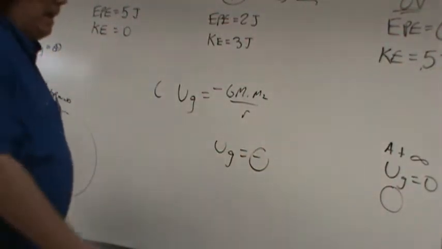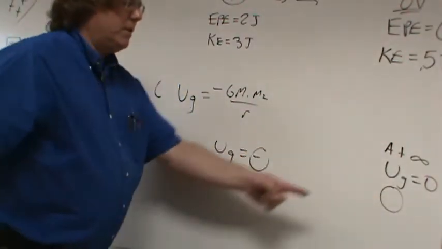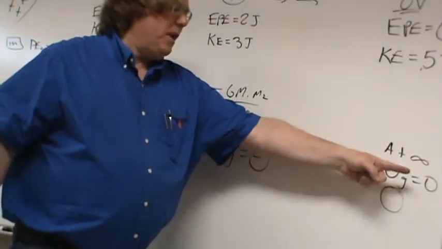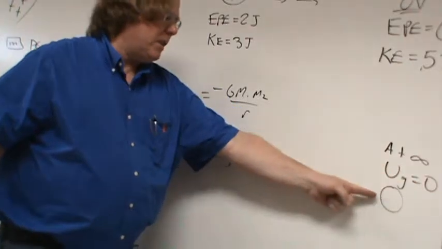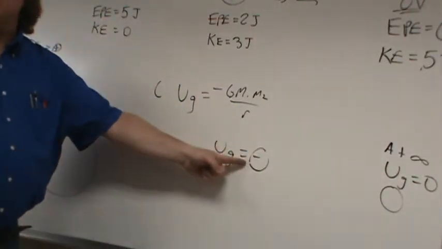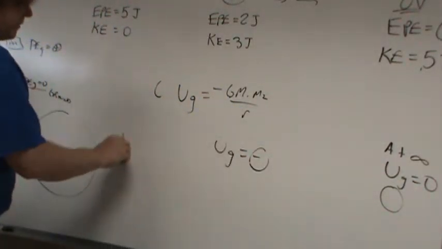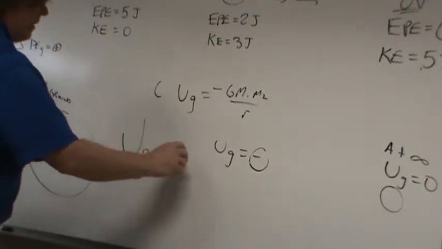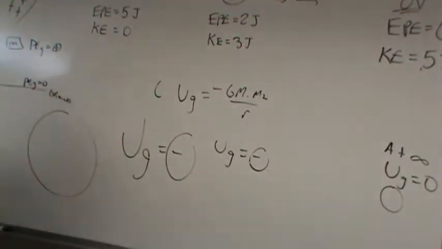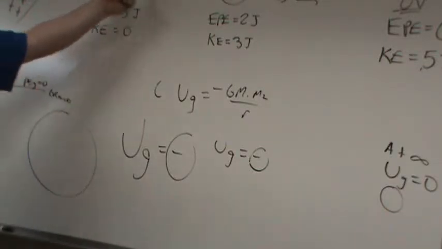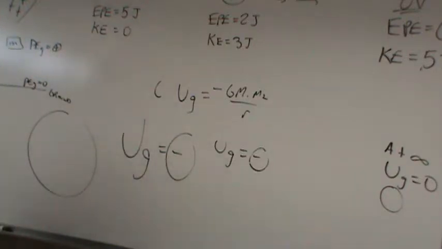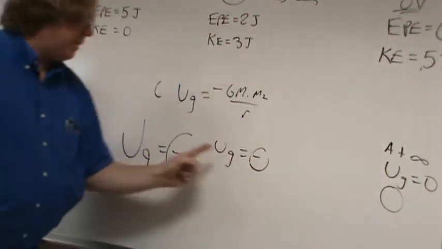I just want to say again, if you let this go, where does that guy fall? He falls from a higher gravitational potential energy place to a lower gravitational potential energy place. And as he gets closer and closer, that gravitational potential energy gets more and more negative. So you're always going to fall from a higher voltage place to a lower voltage place, in the same way that you always fall from a higher gravitational potential energy place to a lower gravitational potential energy place.